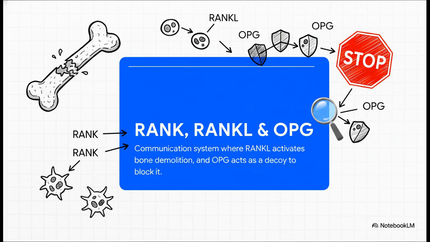The demolition cells, those osteoclast precursors, have a receptor called RANK. When another molecule called RANKL binds to it, it acts as a massive signal, telling the demolition crew to survive, multiply, and start tearing down bone.